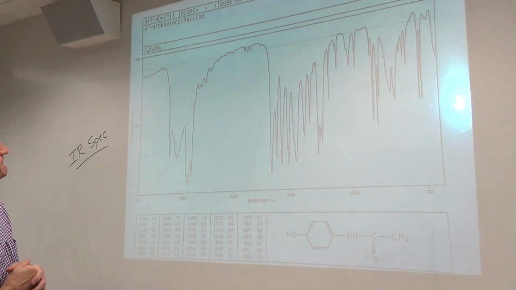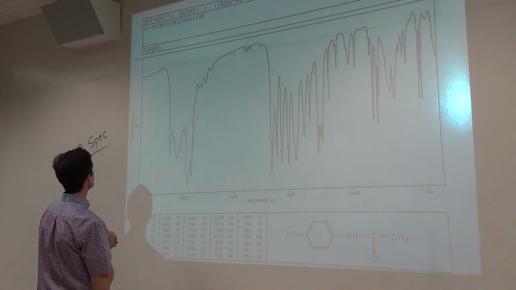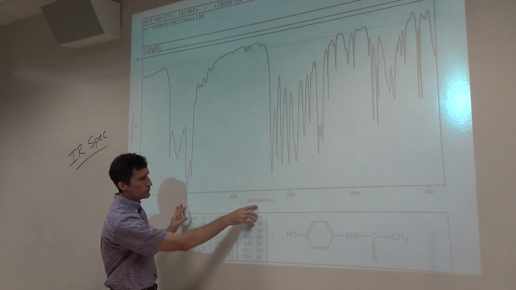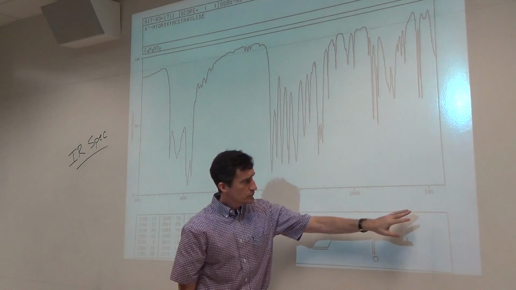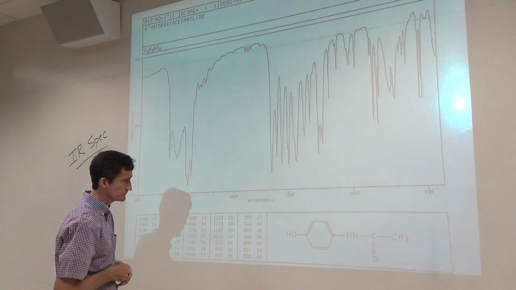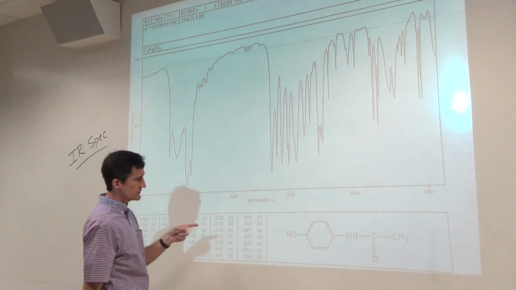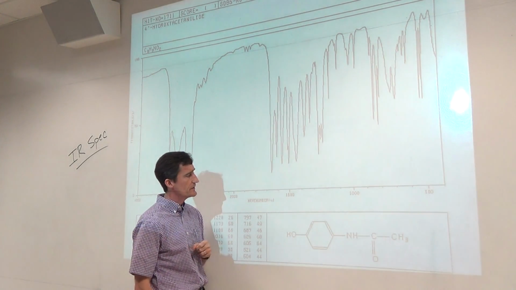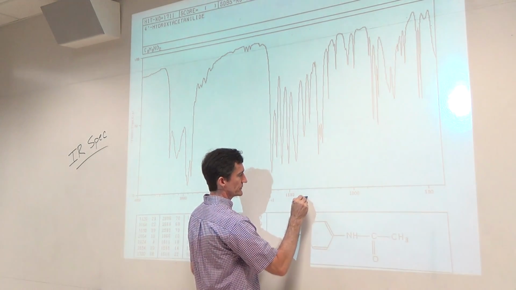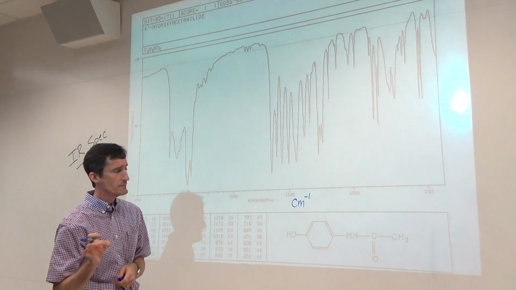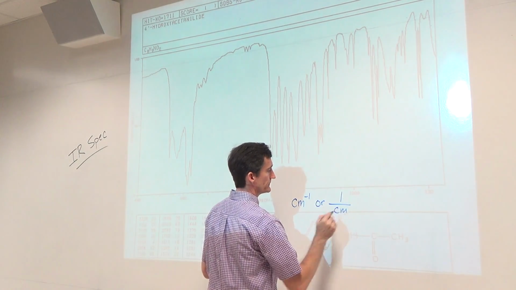Here's an IR spectrum. We first want to orient ourselves to the spectrum. On the x-axis, we have what are called wave numbers. The wave numbers are going to range from about 4,000 to about 500, roughly. What is a wave number? A wave number is essentially wavelength, but it's reciprocal. A wave number is reciprocal centimeters. So it can be written as centimeters to the -1, or we can write this as 1 over centimeters.